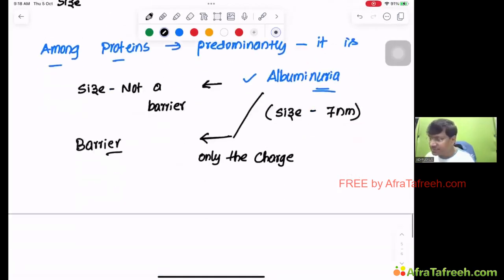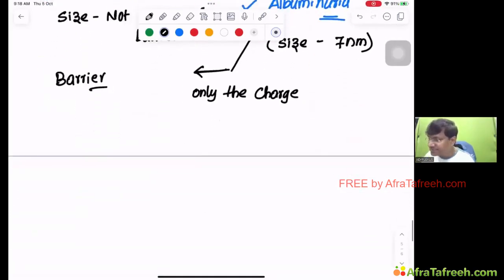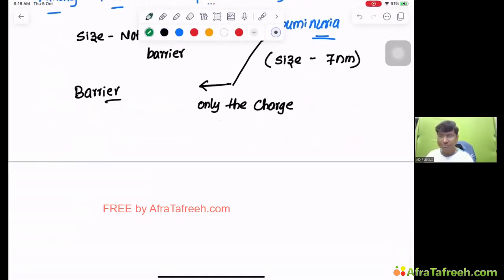Right, just give me a quick thumbs up if you have understood why predominantly it is albuminuria. Okay, only Hari Maheshwari has understood. What about others? Soumya, good. Okay.